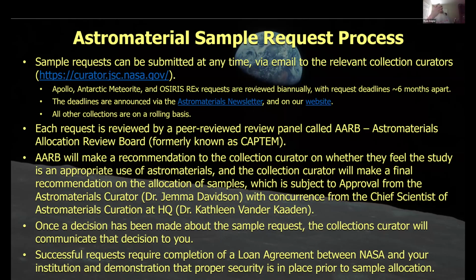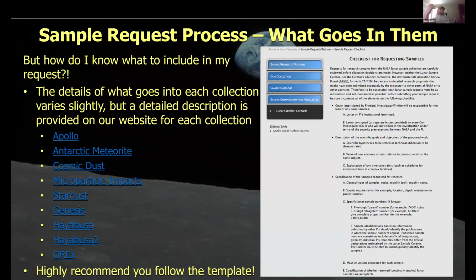But how do you know what to include in your request? And Gemma really went through this a lot already, but the key is on our website. If you go to the website across each of the 9 different collections, you'll see that every collection has a template that you can follow that tells you exactly what we would like to see in a sample request. And it varies a little bit from collection to collection. I've got a screenshot from the Apollo page here, and you can see that it's not really a form you fill out. It's more of a rubric or an outline of things that you should tell us. And if you don't, it's going to negatively impact your ability to get samples.